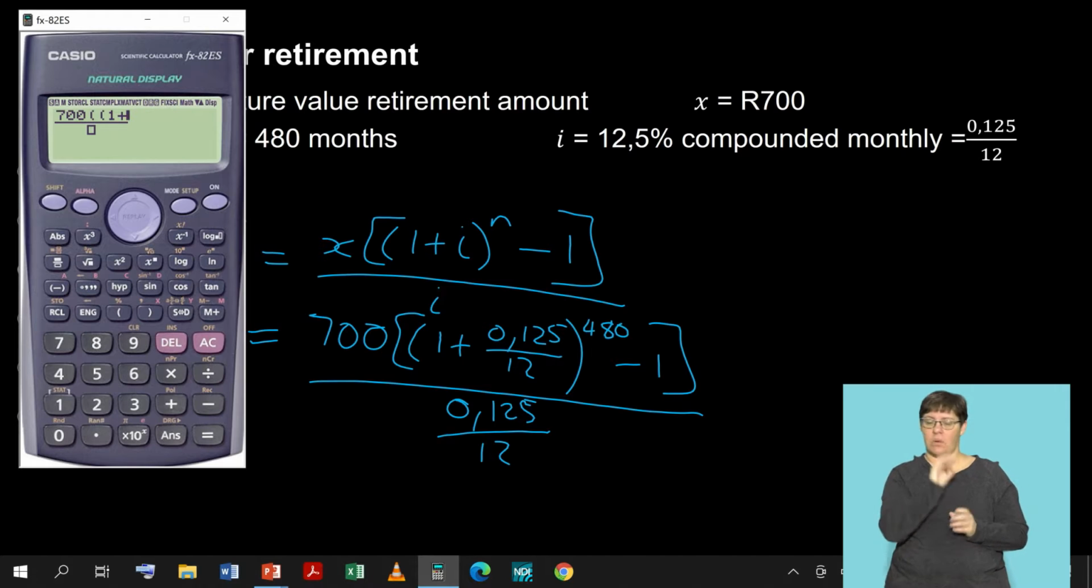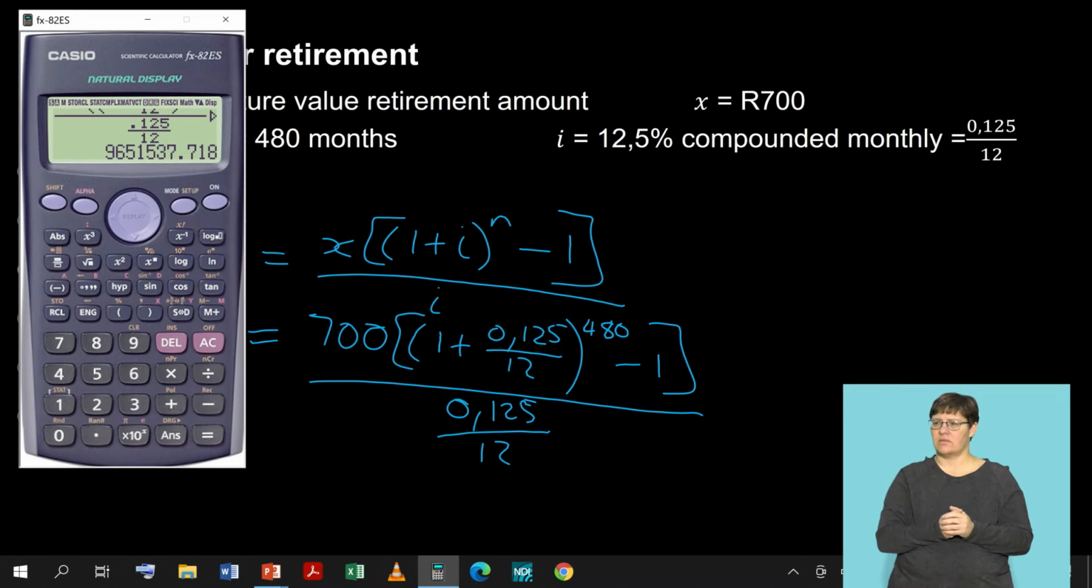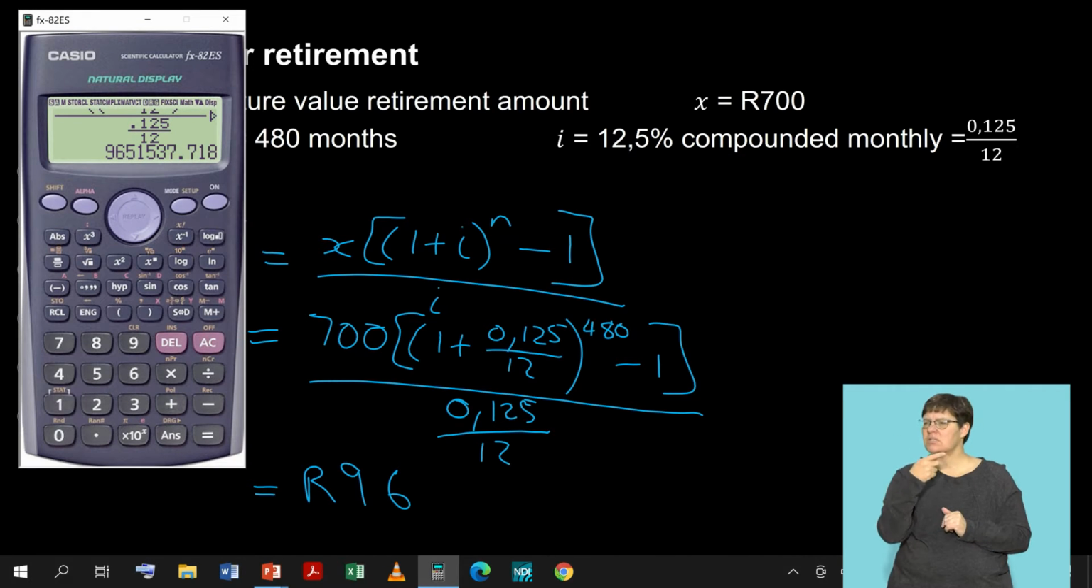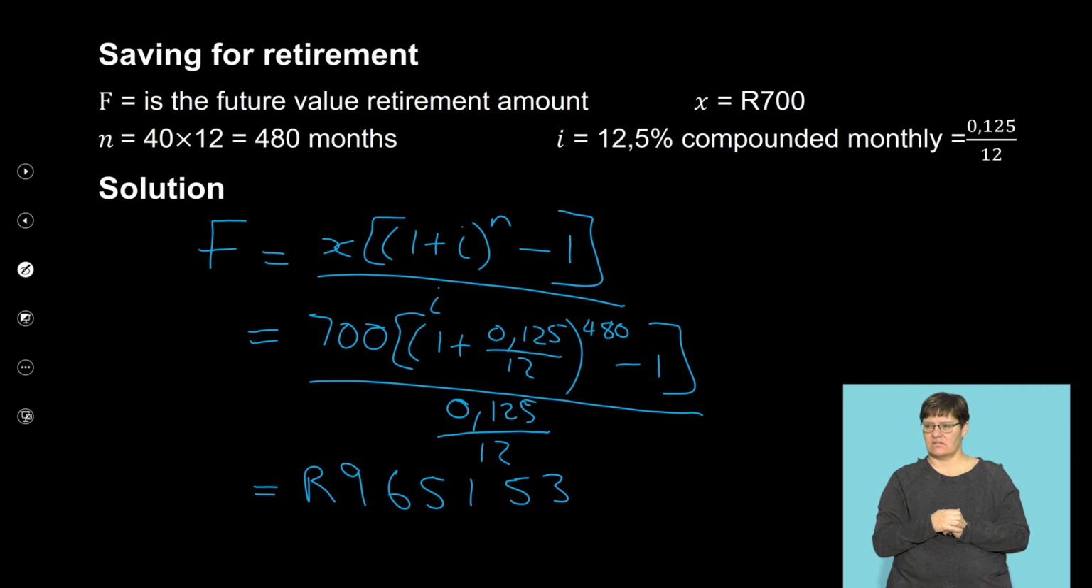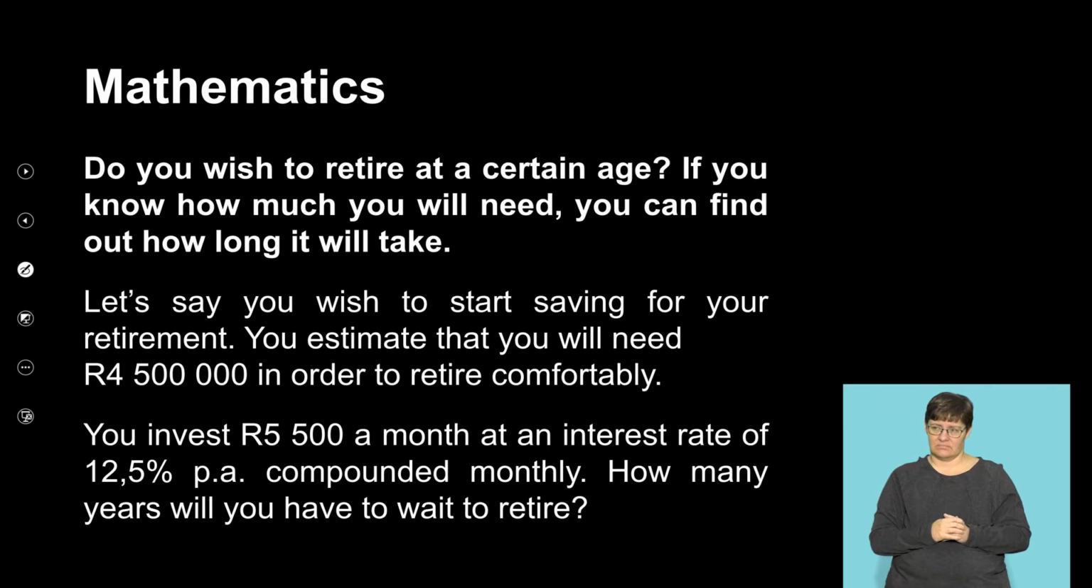So let me quickly do 0.125 divided by 12, and then I want my exponent, which is 480, minus 1. I close the bracket, all over another fraction, 0.125 divided by 12. And this will give me, let's see how many numbers are here. There's 7 of them, so it's 9,600,000 and something. So I'm just going to say this is 9,600,000, and 51,537, and the cents are 72 cents. And what you can always do after calculating is say therefore, and conclude that this will be 9,651,537 and 72 cents.